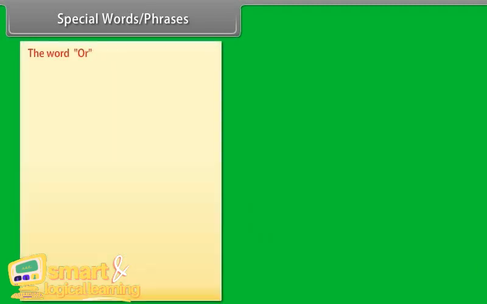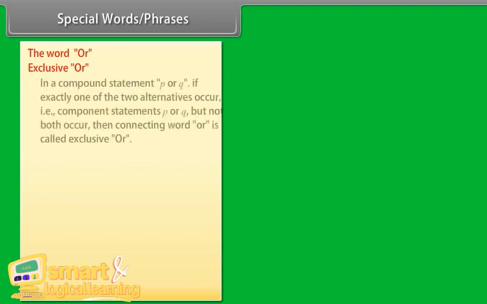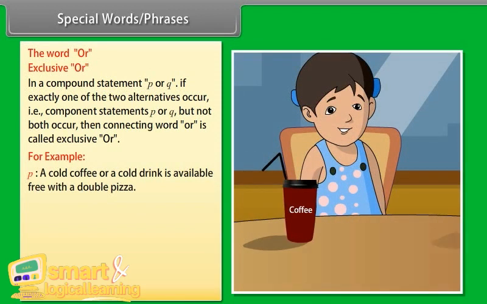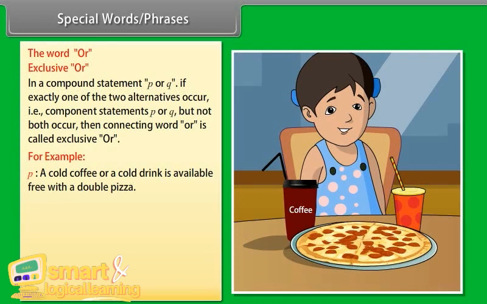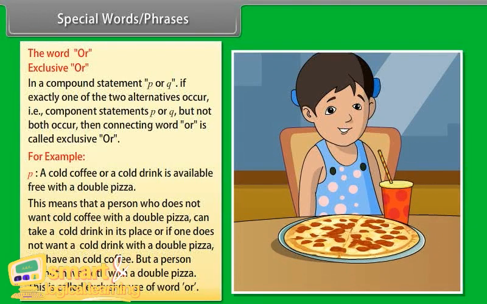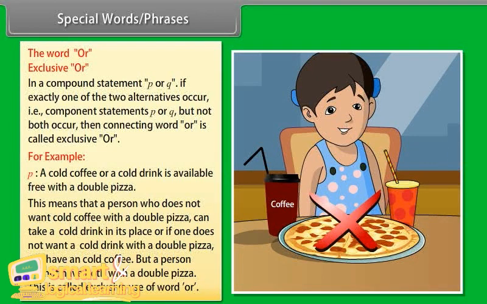The word "or". Exclusive or. In a compound statement "P or Q", if exactly one of the two alternatives occurs, that is, component statements P or Q, but not both occur, then the connecting word "or" is called exclusive or. For example, P is a statement that a cold coffee or a cold drink is available free with a double pizza. This means that a person who does not want cold coffee with a double pizza can take a cold drink in its place. Or if one does not want a cold drink with a double pizza, can have a cold coffee. But a person cannot have both with a double pizza. This is called exclusive use of the word "or".